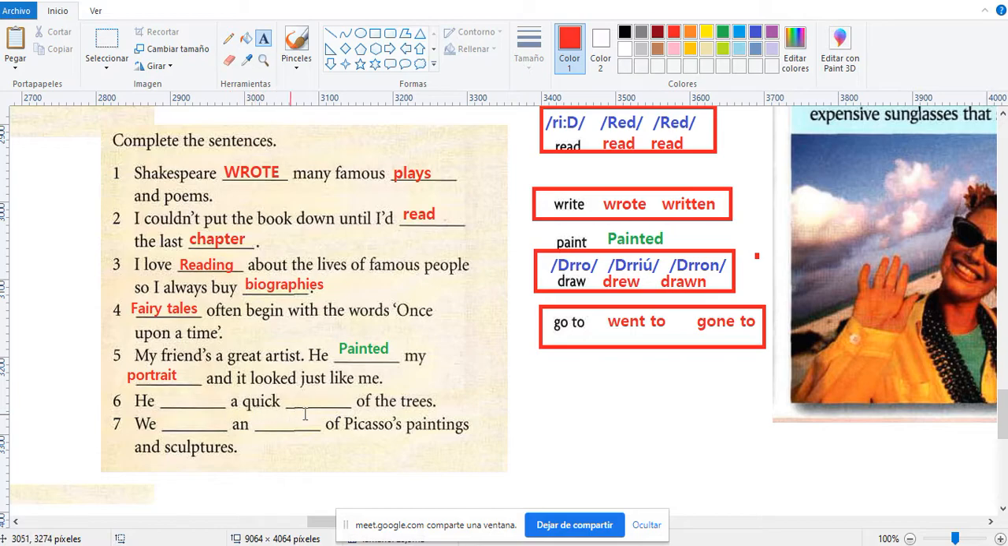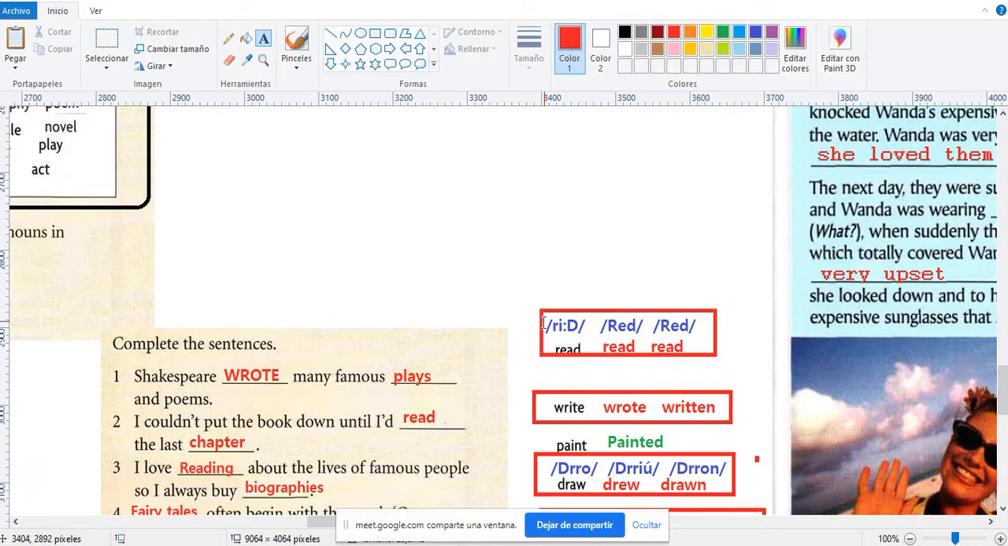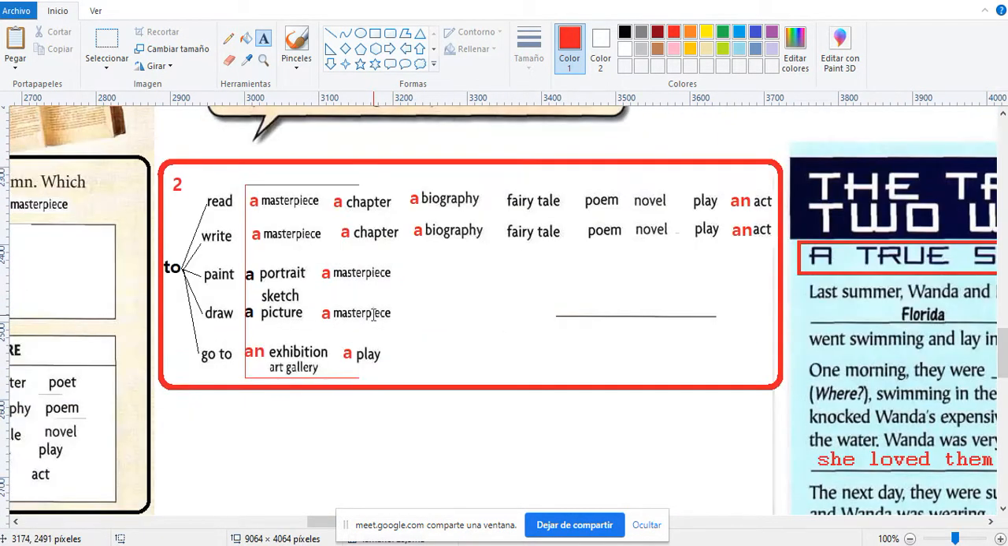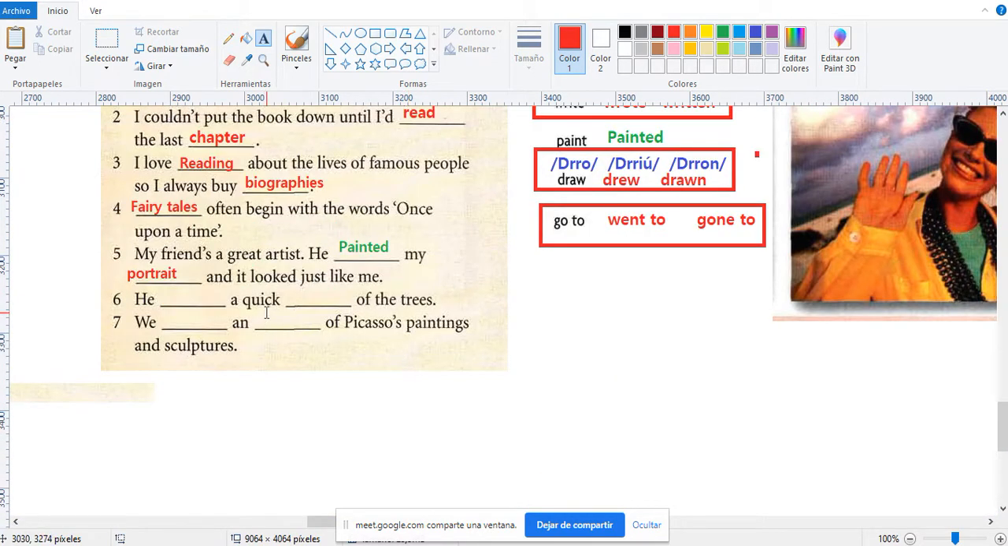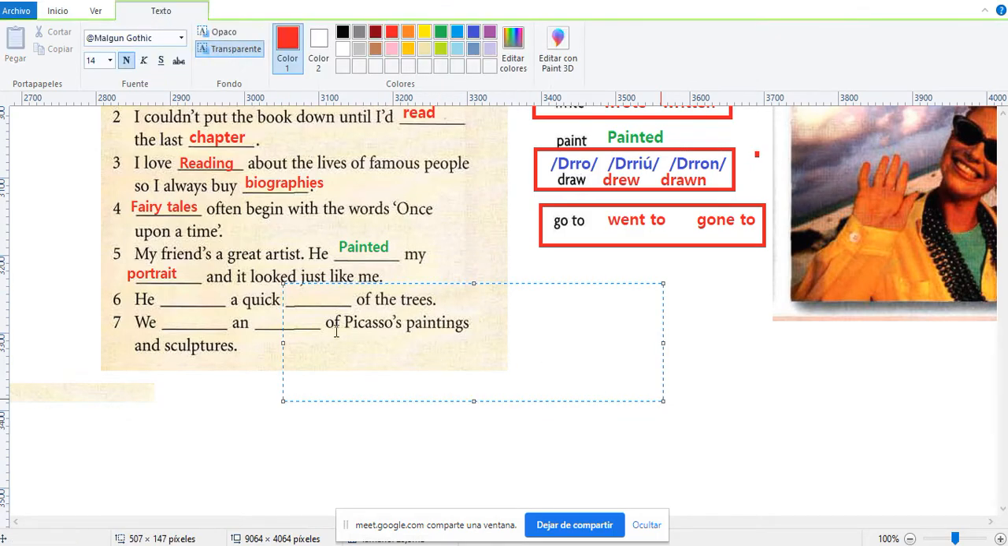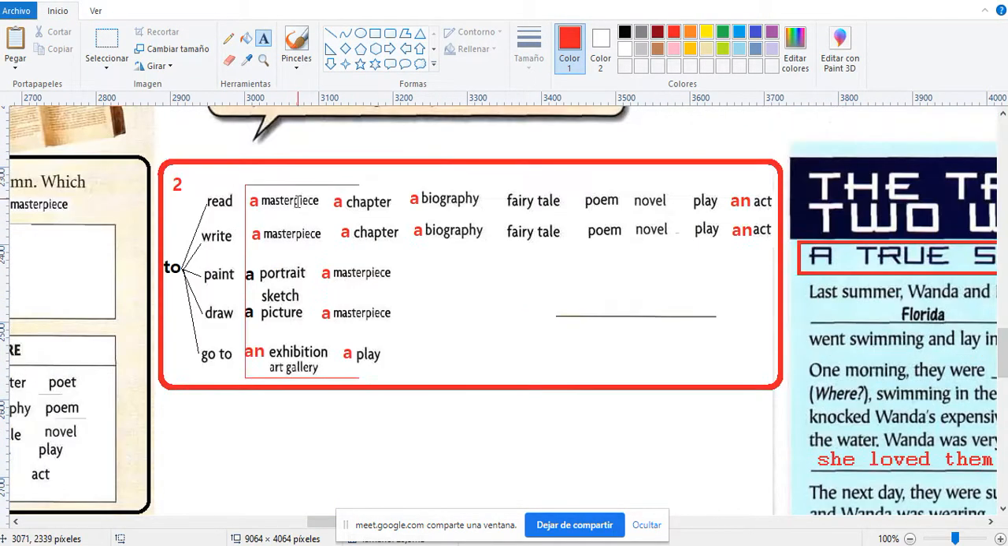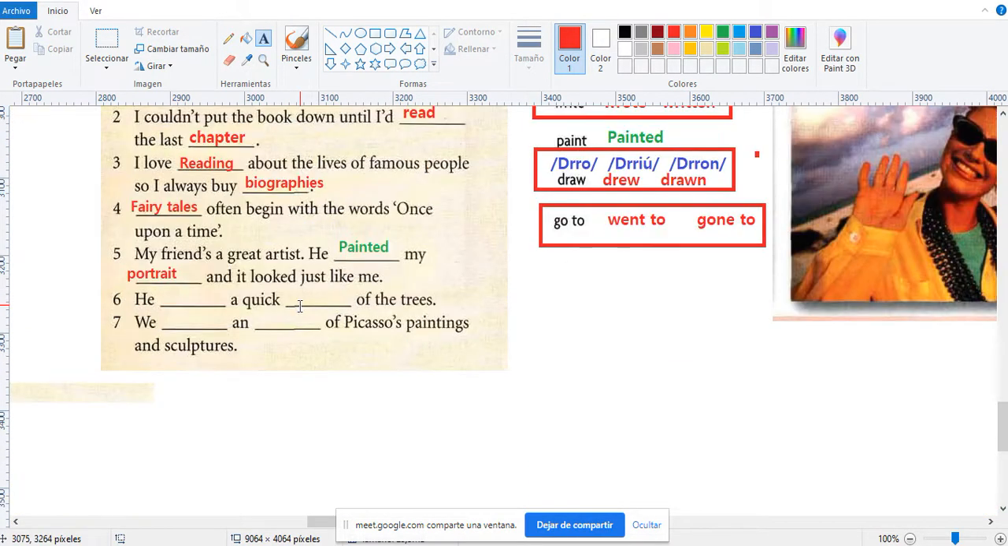¿Ok? He, a quick... of the trees. Él, un rápido de los árboles. He went a quick of the trees. De los árboles. Esto está como más complicado. A quick sketch, yo creo, porque la palabra quick tiene que ver con algo rápido. Y lo más rápido que tenemos acá es el sketch, que es un borrador. He... de los árboles. Quick sketch. Ahí está la palabra sketch, que es un borrador.